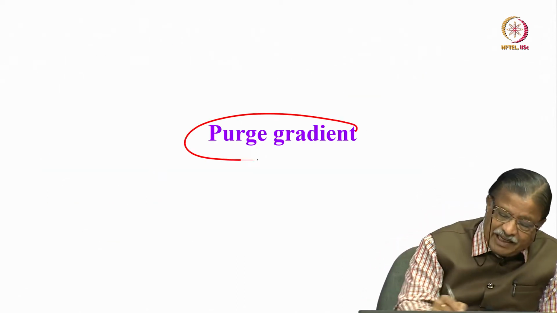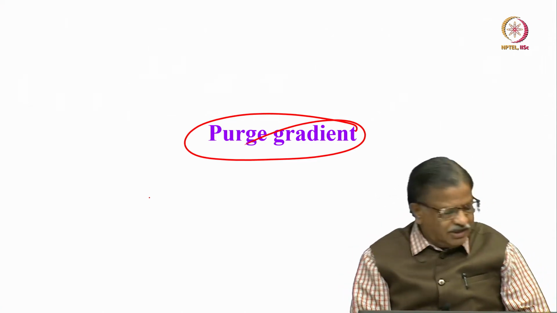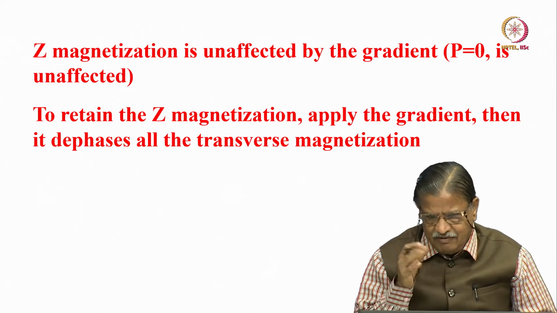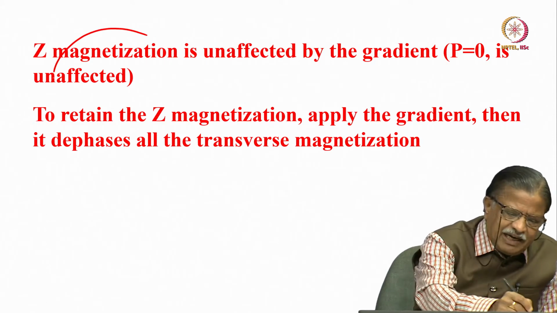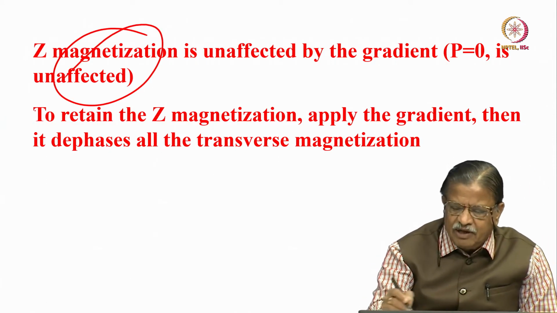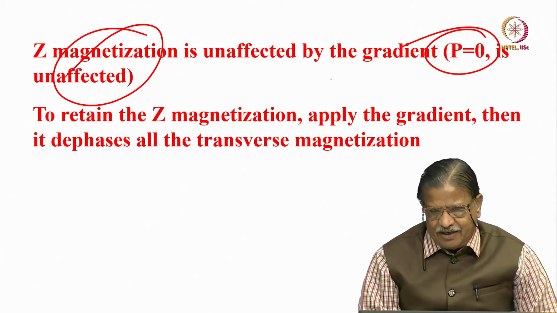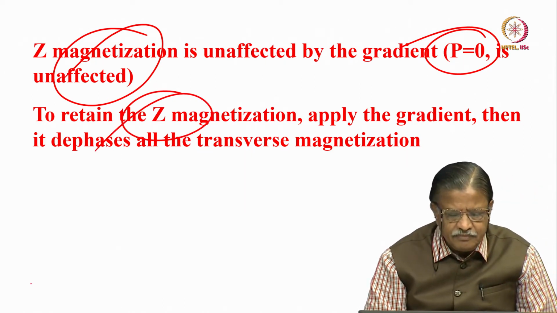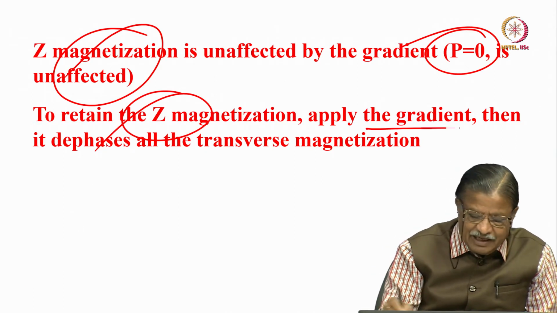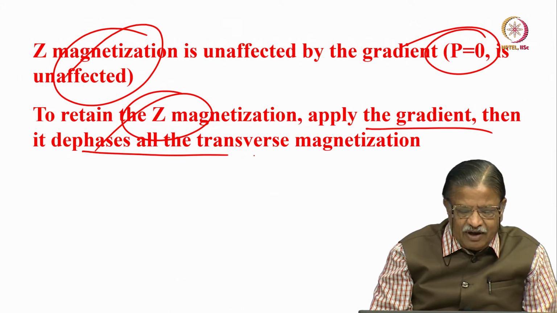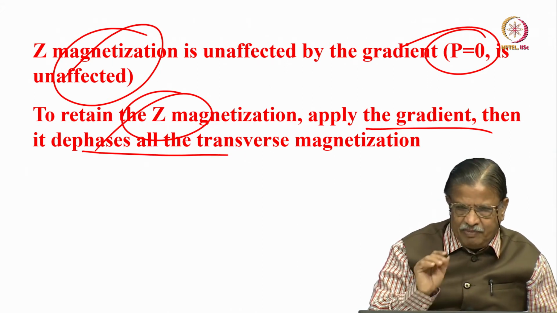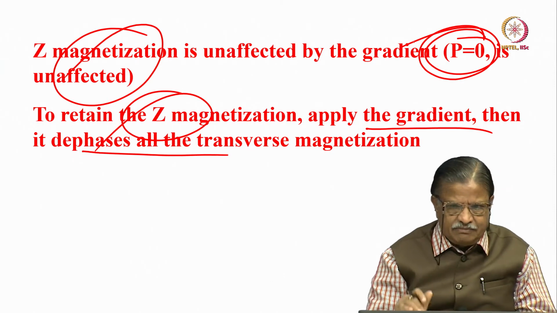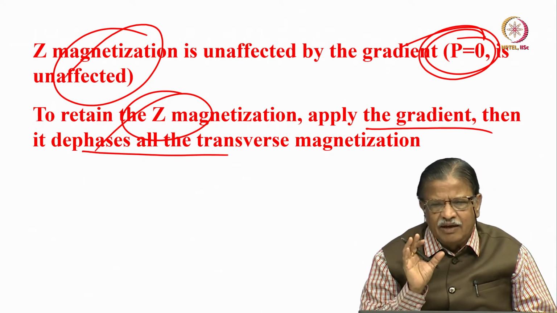We have what is called a purge gradient, also called a homospoil gradient. This is something which is very often used in many experiments. When we come to that, we will understand when we take one or two examples. As I told you, Z magnetization, that is coherence order p equal to 0, is always unaffected. It will not be affected by anything. To retain the Z magnetization, you have to apply the gradient, then it dephases all the transverse magnetization. You apply a gradient pulse, p equal to 0 is unaffected. It will not be affected by the gradient at all.